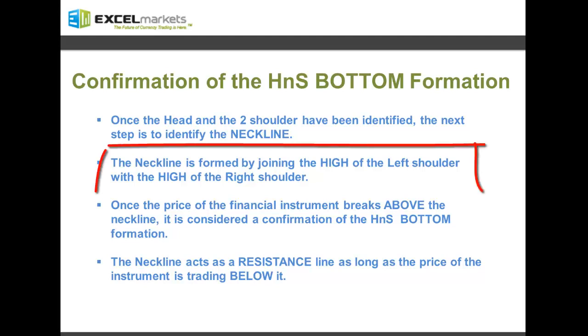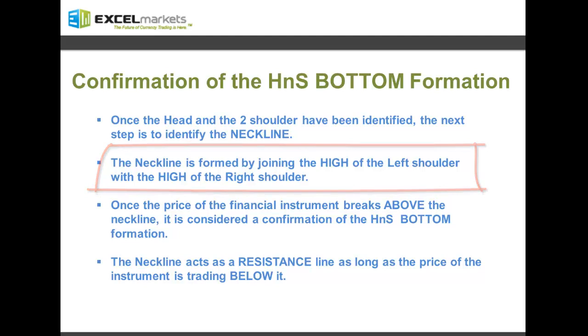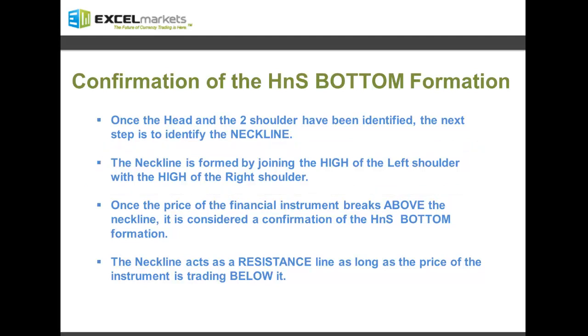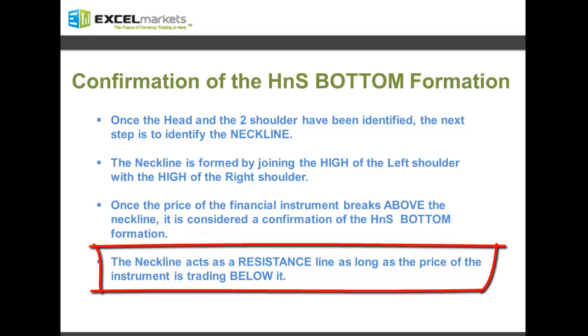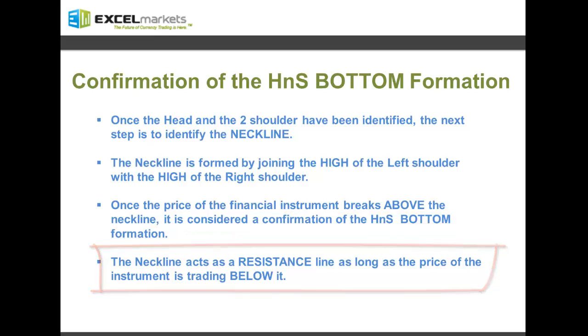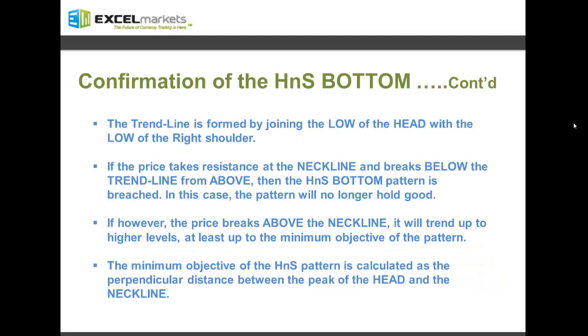So as we just observed on the trading platform, in the case of the head and shoulder bottom, the neckline is formed by joining the high of the left shoulder with the high of the right shoulder. Once the price breaks above the neckline, it is considered as the confirmation of the head and shoulder bottom. The neckline acts as a resistance line as long as the price of the instrument is trading below it. The trend line is formed by joining the low of the head with the low of the right shoulder.